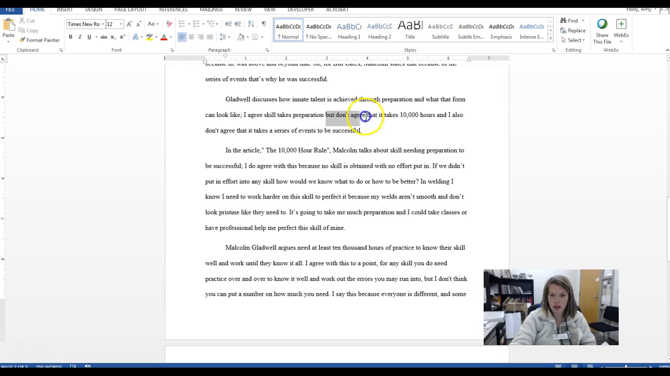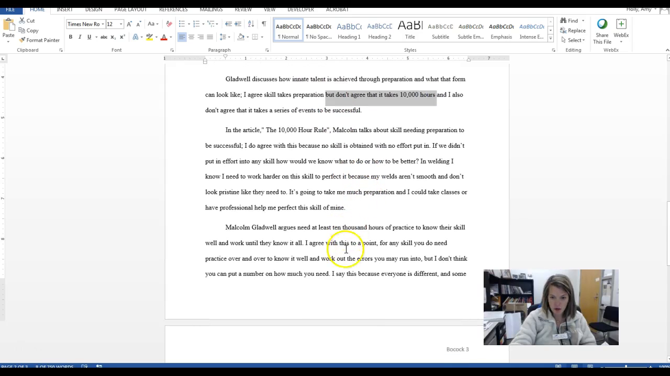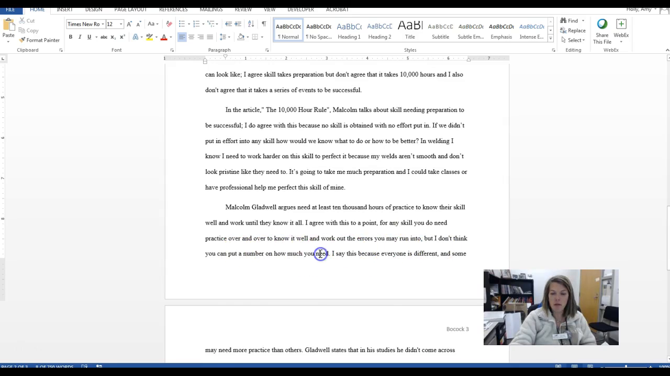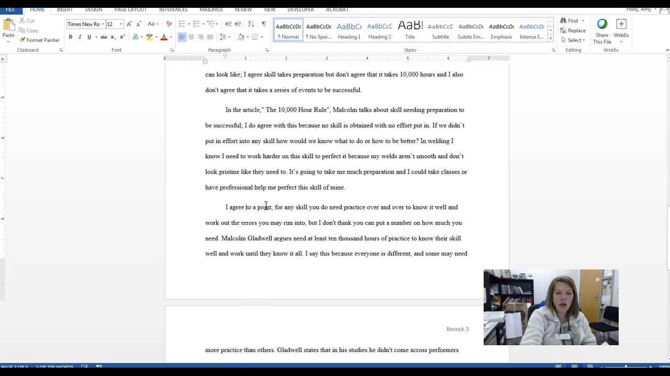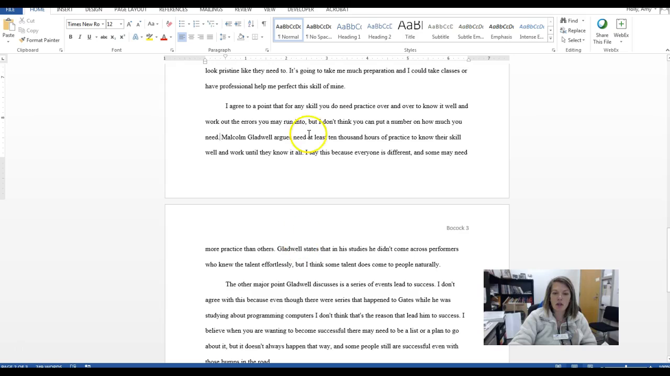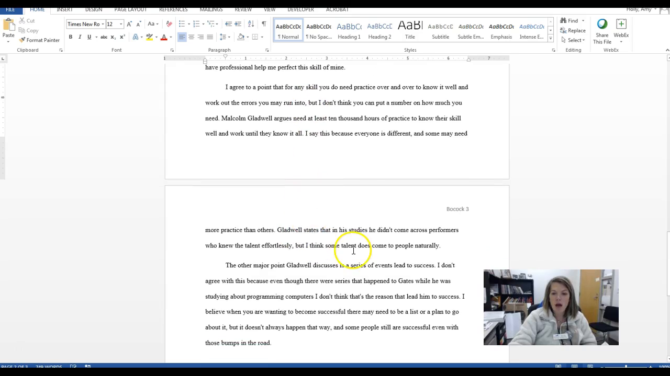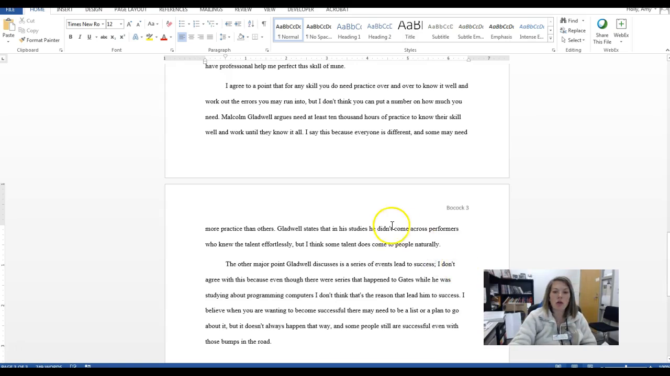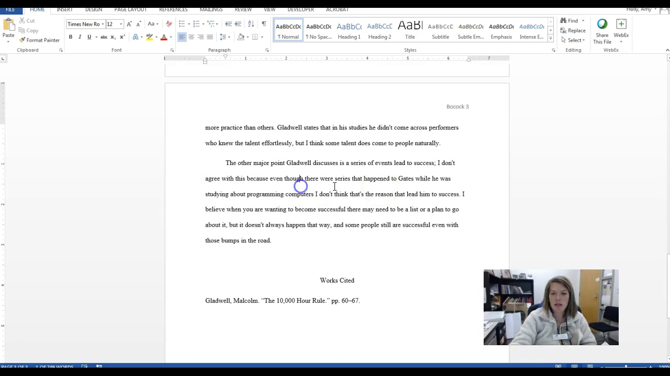And then the next point should be, I don't agree that it takes 10,000 hours. But I don't think you can put a number on how much you need. Again, a semicolon might be more appropriate here, or you could reverse the order of this by pulling this response sentence to the beginning, and you could just say, I agree to a point that for any skill you do need to practice, but I don't think you can put a number on it, and then go on. Again, Isaac, you probably need to bring in some examples from your own life. And then maybe another semicolon here, just so that your agree point is in the topic sentence, and then fill it in with examples from your own life and the article.